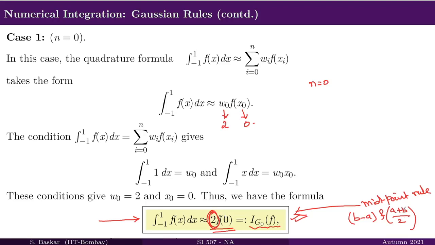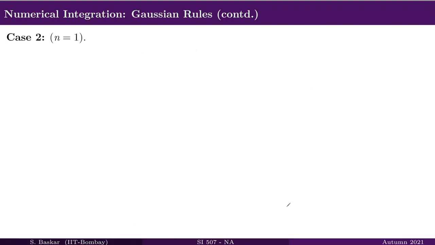And f of (a plus b) by 2: minus 1 plus 1 by 2 is 0. This is 0 in this particular integral. Well, we will generalize it later. But at this stage, the midpoint of the integral over which we are integrating is 0, and that is what is sitting here. So the Gaussian quadrature rule with n equal to 0 is precisely the midpoint rule. There's nothing else.